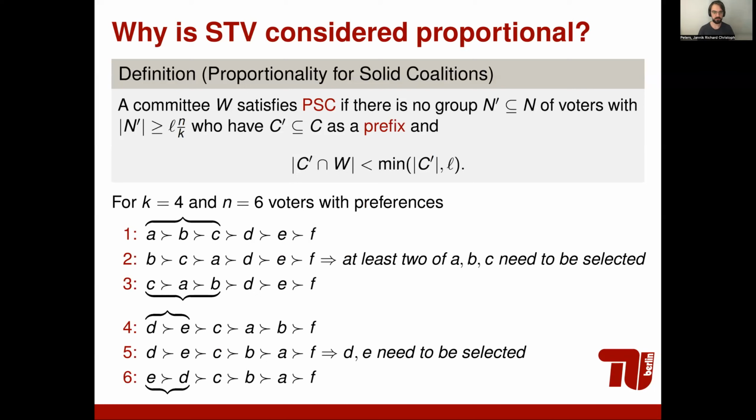Here, we have 6 voters and 4 candidates, and we want to elect 4 candidates. So n divided by k is 1.5. So the first 3 should deserve 2 candidates. So for them, out of A, B, and C, 2 should be selected. Whereas for the last 3, out of E and D, exactly E and D need to be selected. So the prefix does not need to be in the same order, but it just needs to be some prefix up to reshuffling. So for A, B, and C, A and B or B and C, any combination of them is good.